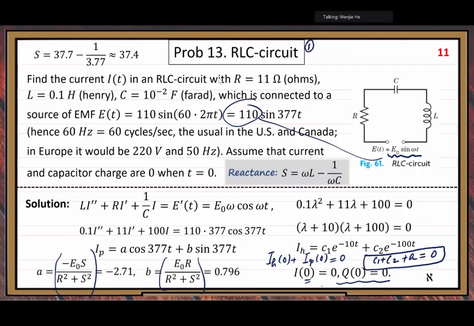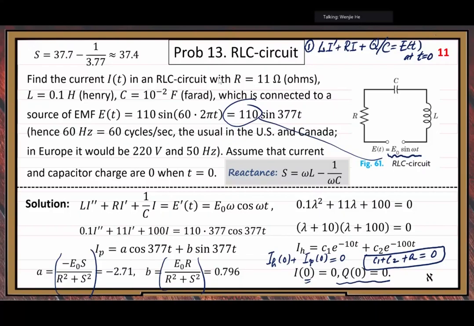remember our original equation. So let's go back to our original equation: L times I prime plus RI plus Q over C equals E of t, right? That's our original equation. So we need to start from this equation. From this equation, we calculate the t equals 0 value. Plug in t equals 0 on both sides.